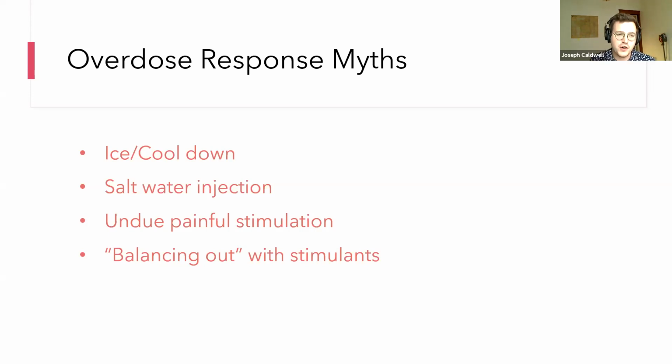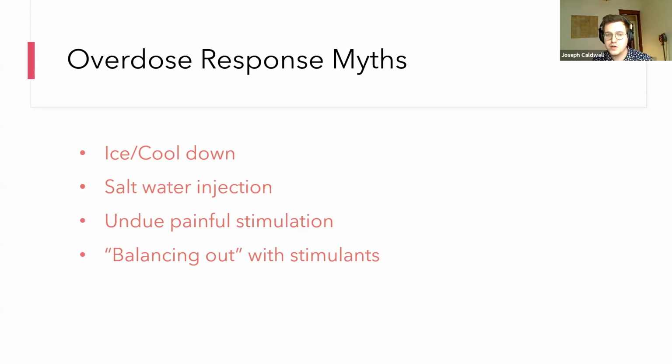I mentioned earlier undue painful stimulation. It's not worth it to be breaking somebody's rib cage with a sternum press. If they're not responding, they're not going to be responding. It can be really tempting to throw somebody around or shake them awake, but again, that might provide some undue harm in the situation.